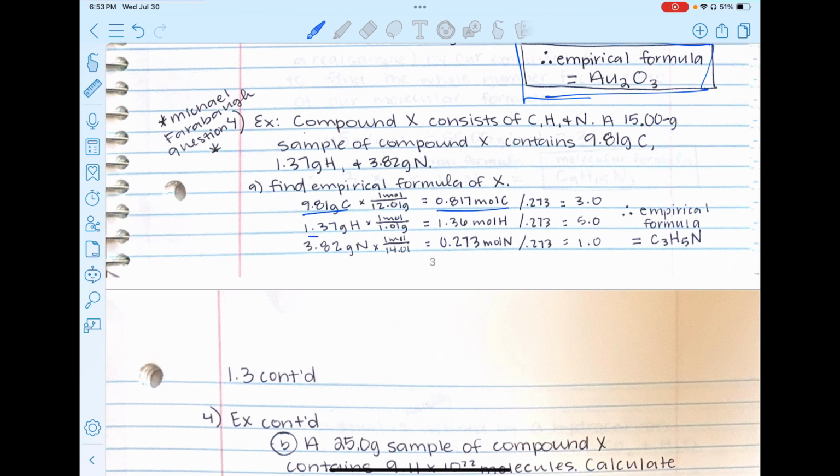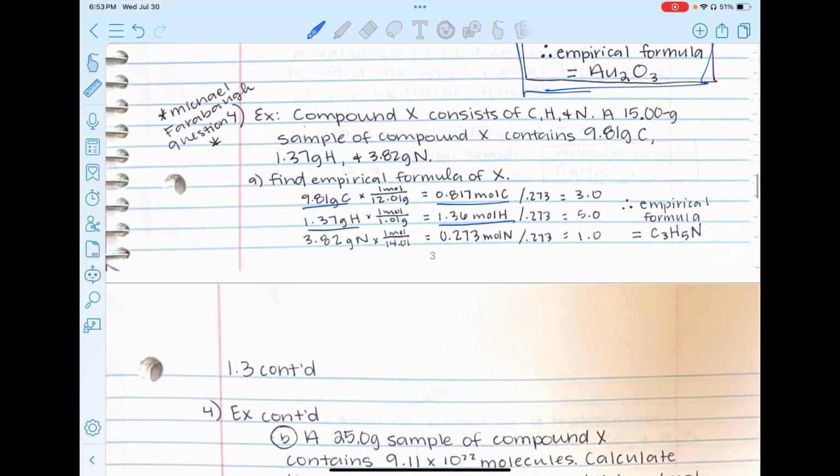Repeat it for hydrogen: 1.37 grams, given in the problem, divided by 1.01, our molar mass from the periodic table for hydrogen. Remember, only use one of everything. When we're finding empirical formulas, we don't care that things are normally diatomic. We get 1.36 moles of hydrogen. Again, for nitrogen, with our 14.01 from the periodic table, we get 0.273 moles of nitrogen.